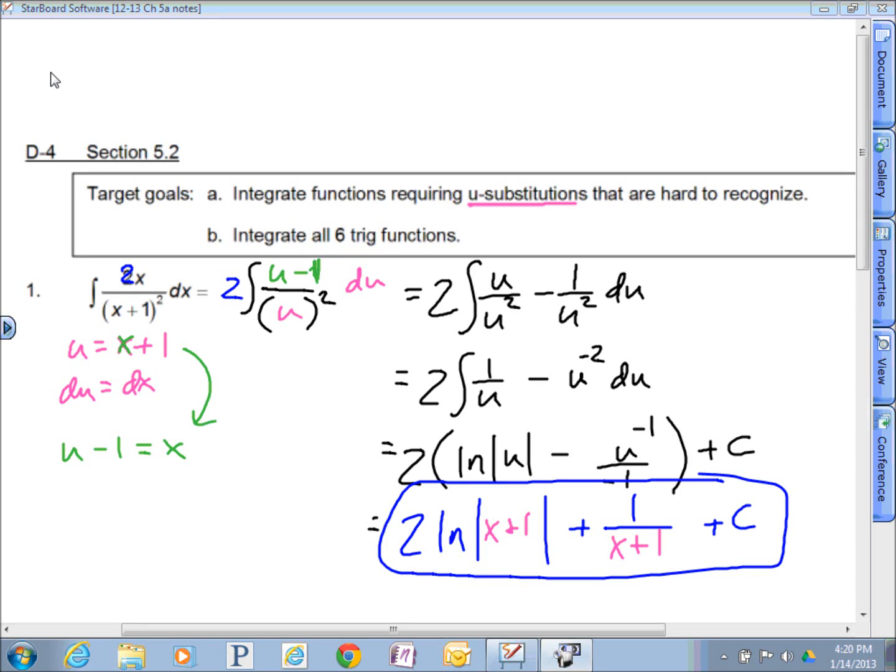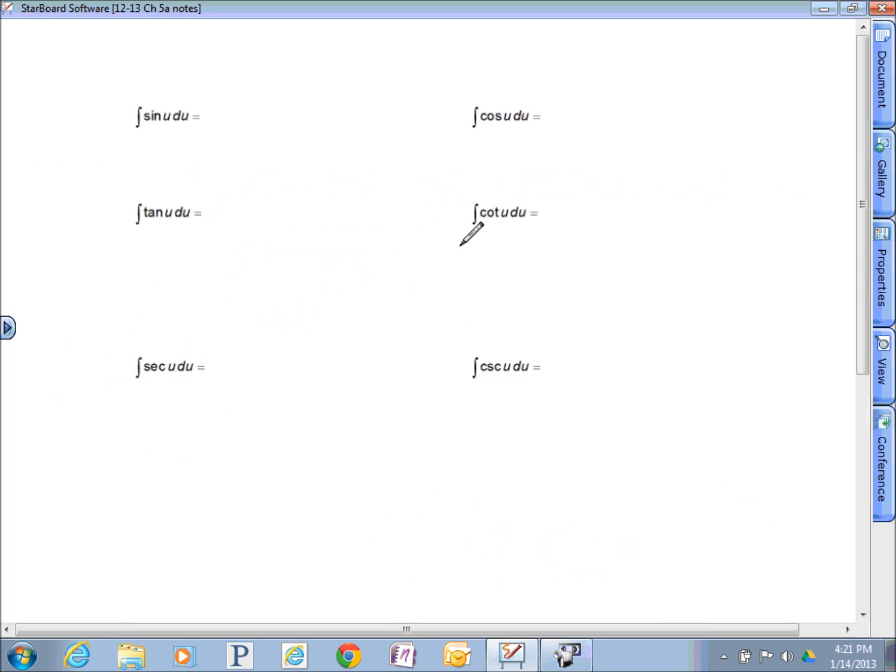The second goal on this particular day is to deal with our 6 trig functions. And those 6 trig functions seem to be the Achilles heel of a lot of people in calculus. So we're going to work our way through them, and we're going to try to find a way to make them sustainable, something that we can hold on to without trying to memorize them.